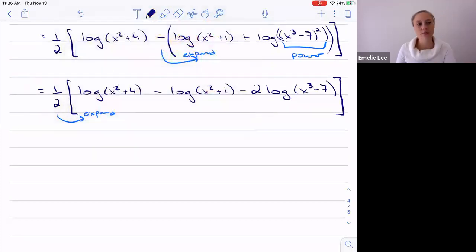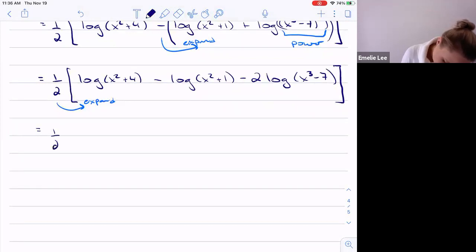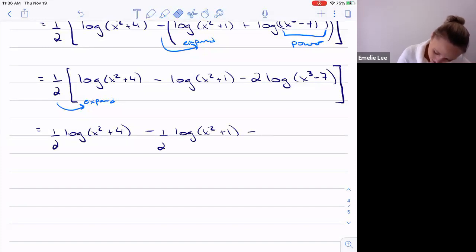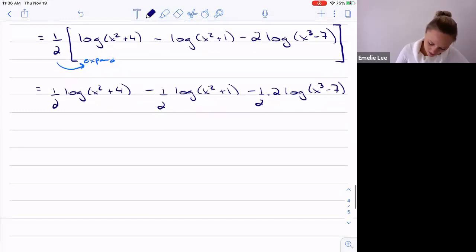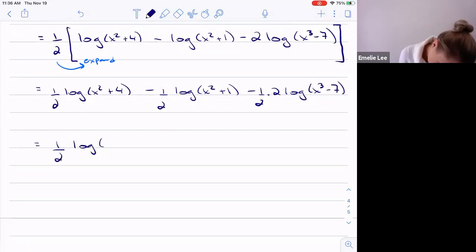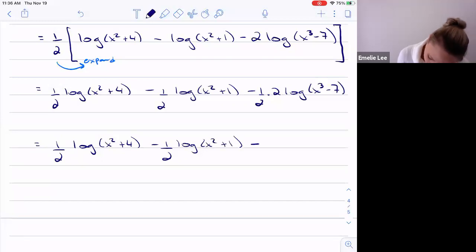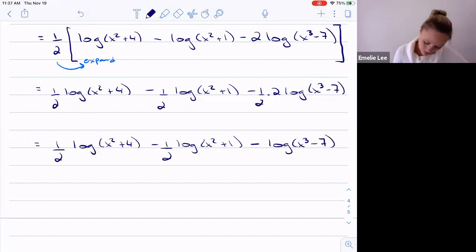I usually don't do it until the very end. You can do it at any point, but then you would have to keep track. Okay, then you've got minus 1/2, which you would have to expand in. It doesn't matter. So I get 1/2 times the log of x squared plus 4 minus 1/2 times the log of x squared plus 1 minus, I'll do 1/2 times 2 times the log of x to the 3 minus 7. 2 divided by 2, of course, is just 1. And so we get, finally, 1/2 times the log of x squared plus 4 minus 1/2 times the log of x squared plus 1 minus the log of x to the 3 minus 7. That's expanded completely.